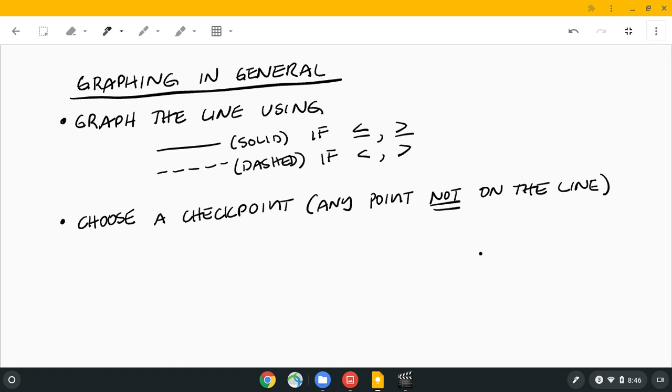And what you're going to do is check using the original inequality, the original problem.